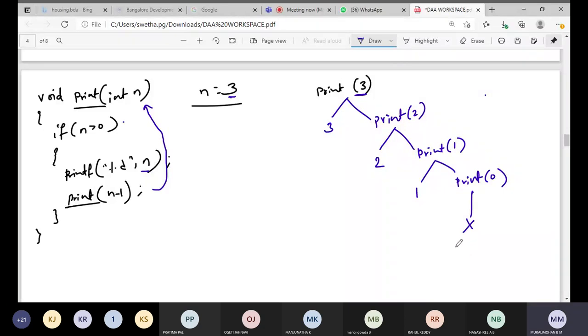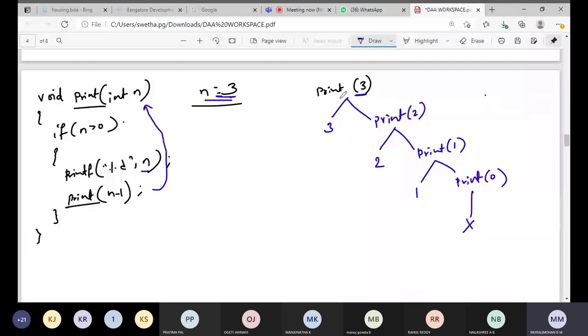Kindly respond, please. Give attention. If you understand simple problems, then automatically you can analyze the time complexity of any recursive algorithm. So here we are executing this recursive algorithm for n is equal to 3. Here n is 3 and the basic operation is printing. Each time it is printing and calling the recursive function, print of n minus 1.